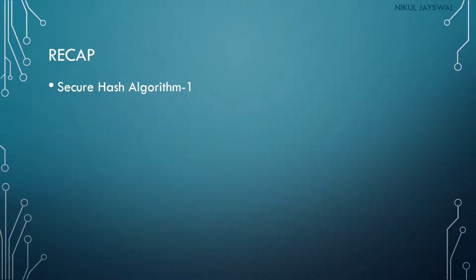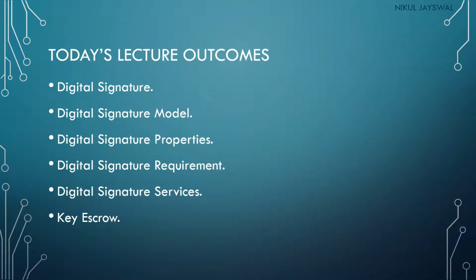And the second most important use of the hash function is to provide the digital signature. So that we will discuss today: how to use the hash function to provide the digital signature in cryptographic hash functions. So in today's lecture, we will discuss what is the digital signature.